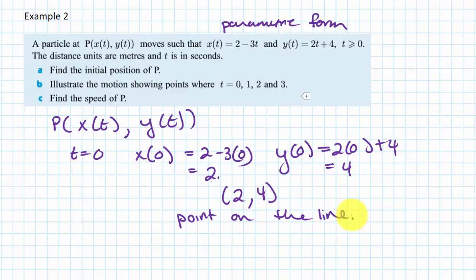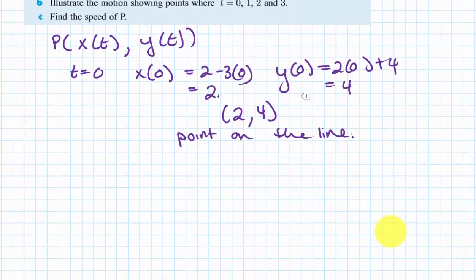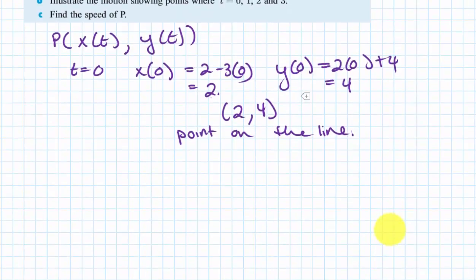The reason it's a point on the line, remember, is because we can take those parametric equations and rearrange them for t and set them equal to each other to find the actual Cartesian equation. Illustrate the motion showing where t is equal to 0, 1, 2, and 3. So we have to go step by step to find each one.